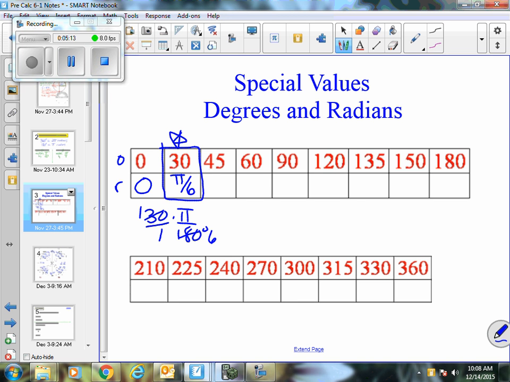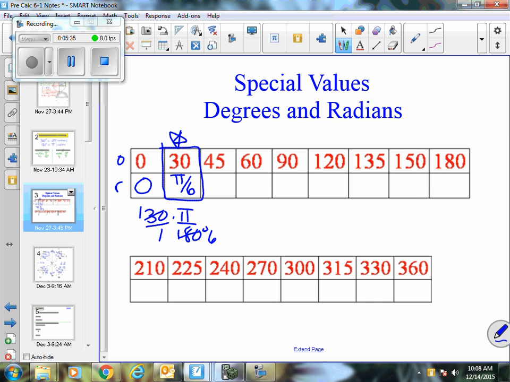So think about it this way. 30 is 1/6 of 180. Pi over 6 is 1/6 of pi. It's representing the same amount of the circle. When you look at the picture, it's representing the same amount of stuff. It's the same location. If you type in pi over 6 on your calculator to get the decimal for it, so 3.14 divided by 6, you get about 0.5.